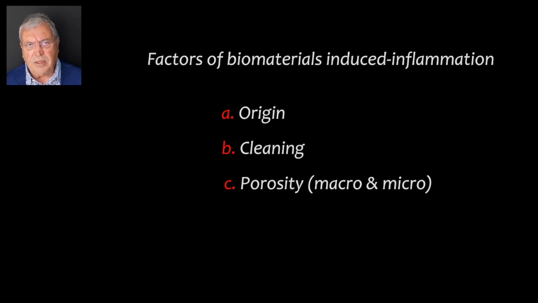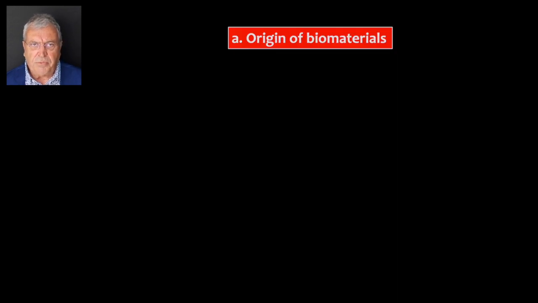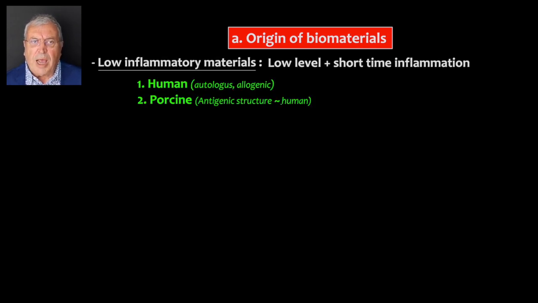Let's analyze the inflammation induced by biomaterials. We have three factors: origin, cleaning, and porosity. First, the origin. When we use low inflammatory material such as human or porcine, we meet a low level and short time inflammation. Why is porcine low inflammatory? Because antigenicity is very close to human.